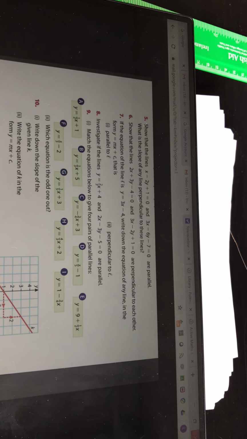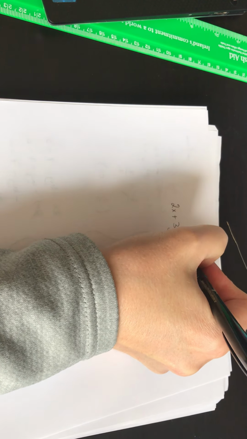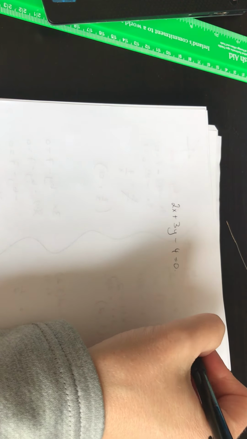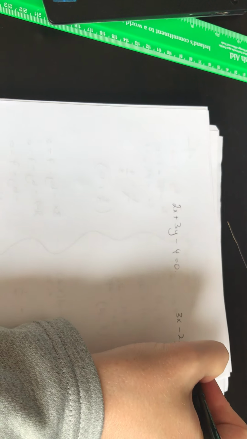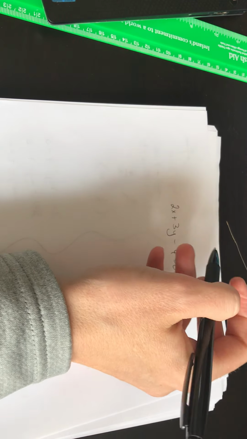Going to look at question 6, and it says show that these two lines are perpendicular to each other. You have 2x plus 3y minus 4 equals 0. That's the equation of one line. And 3x minus 2y plus 1 equals 0. I'm going to give a quick sketch, maybe finding out where they cut the x and y axis, or maybe you can just see points on the line, so whatever way you want to do it.